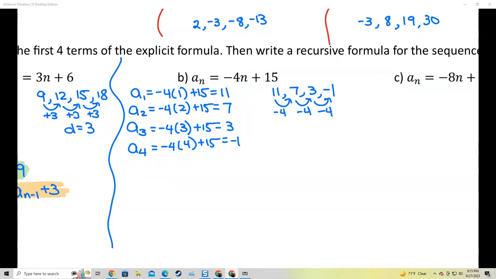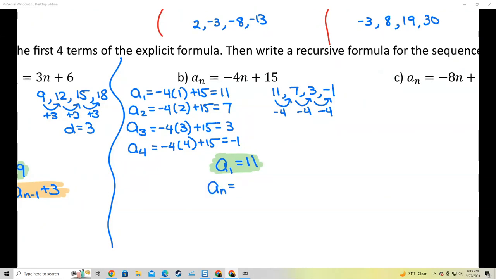Okay. So I got my sequence down. I got the first 4 terms down. Now I need to write the formula. The formula, remember, there's 2 parts of it. The first part is we need to establish what the first term was. The first term, in this case, was an 11. Let's go ahead and highlight that in green. This is the first part of my formula. I'm starting at 11.